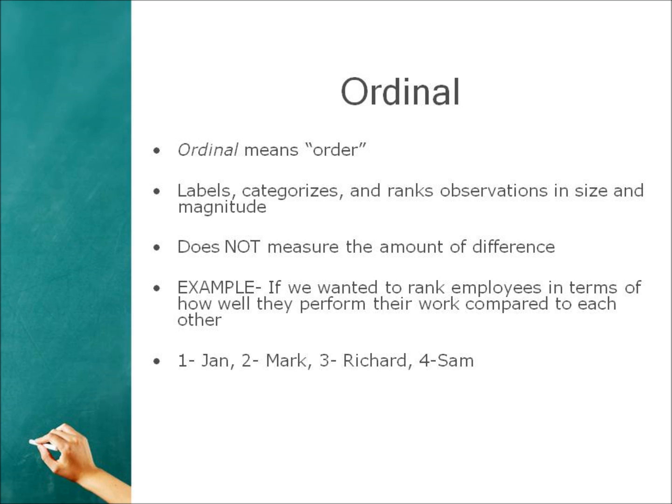Ordinal data refers to order. It is used to label and categorize, much like nominal data, but it differs because it then ranks the observations in size and magnitude. While it shows a difference, it does not specifically measure the amount of the difference. For example, an employer wants to rank employees in terms of how well they perform their work compared to each other. Jan is ranked as 1, Mark is 2, Richard is 3, and Sam is 4. Using ordinal data, we know that Jan is better than Mark, Richard, and Sam, but we don't know specifically how much better Jan is than Mark, Richard, or Sam.